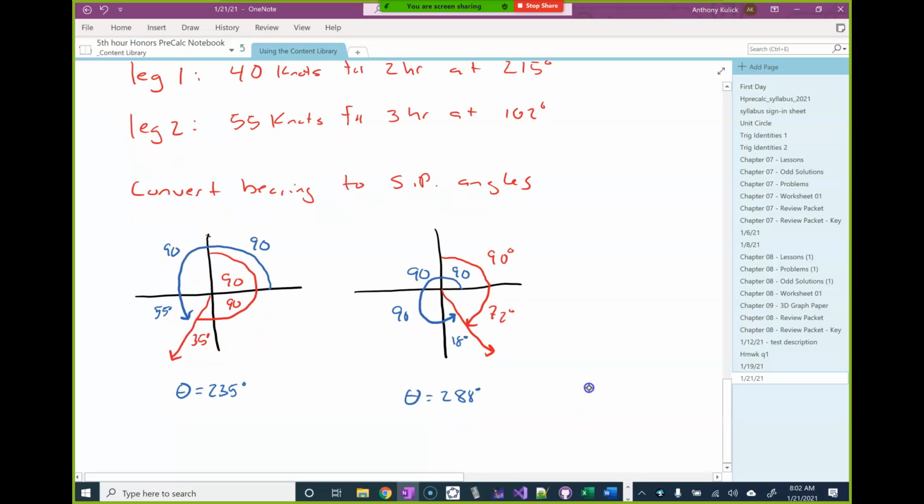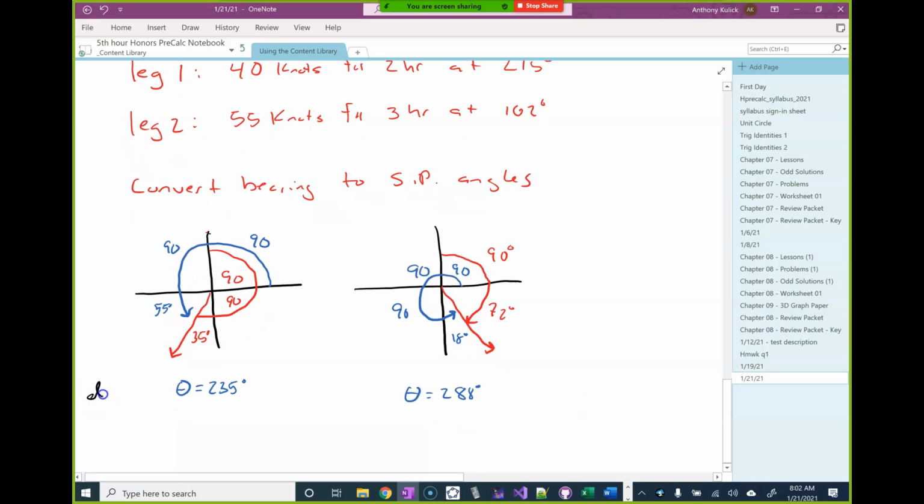Okay. This is the directions now for my vectors. The magnitude for my vectors is basically the same thing as the distance, like how long was that leg. So 40 knots for 2 hours gives you 80 nautical miles. And 55 knots for 3 hours gives you 165 nautical miles.